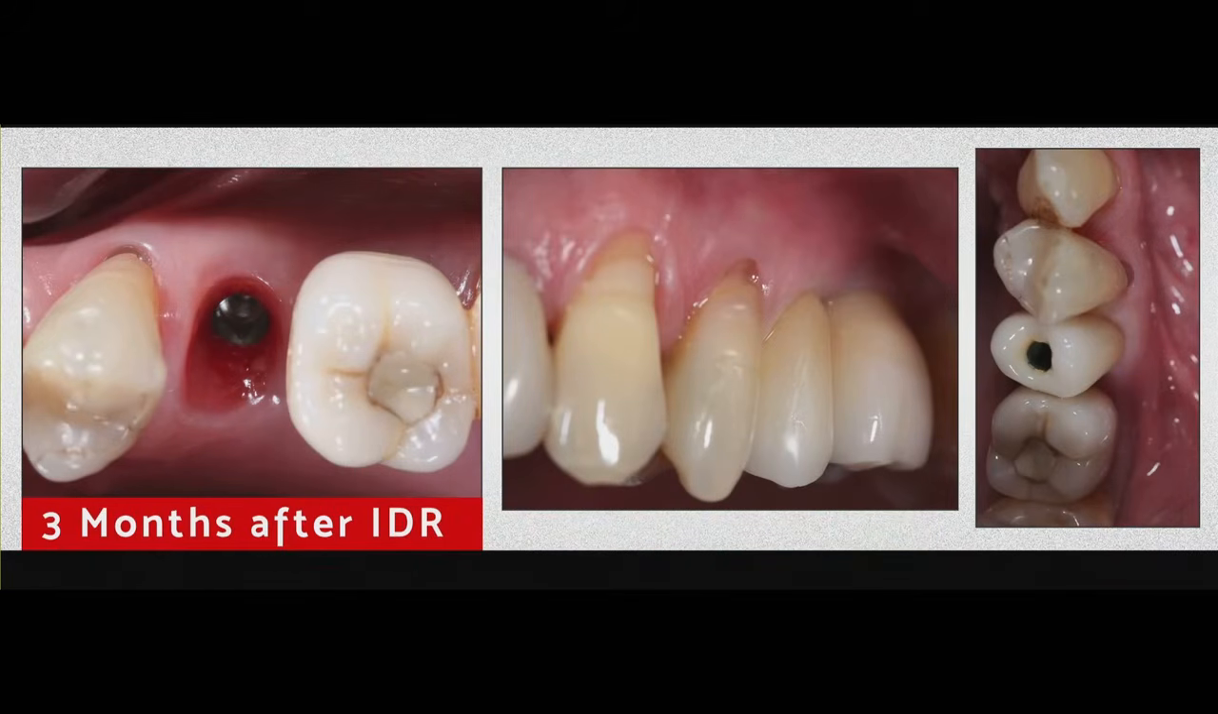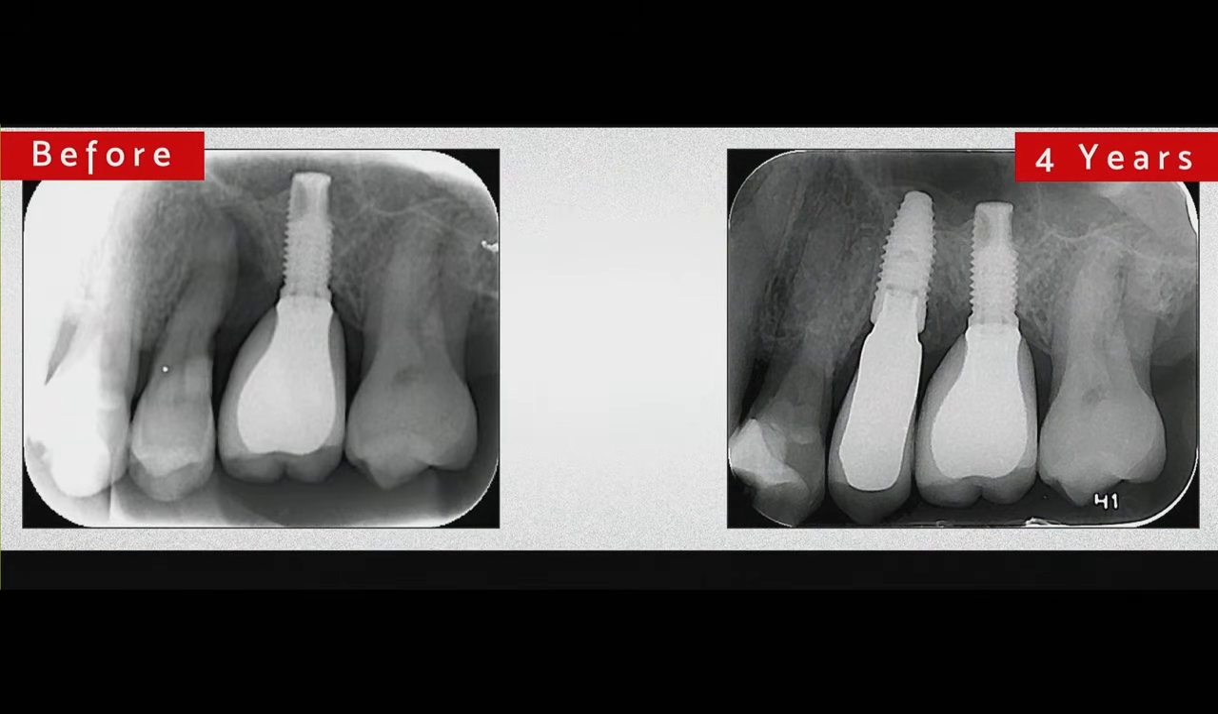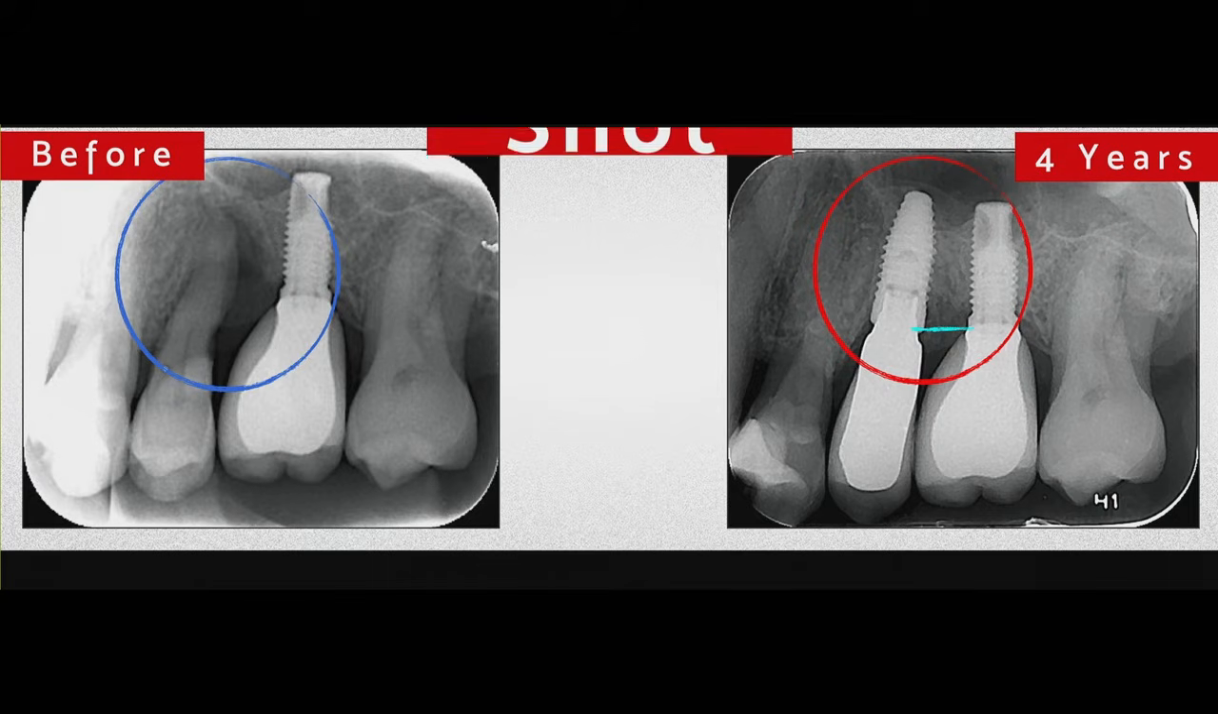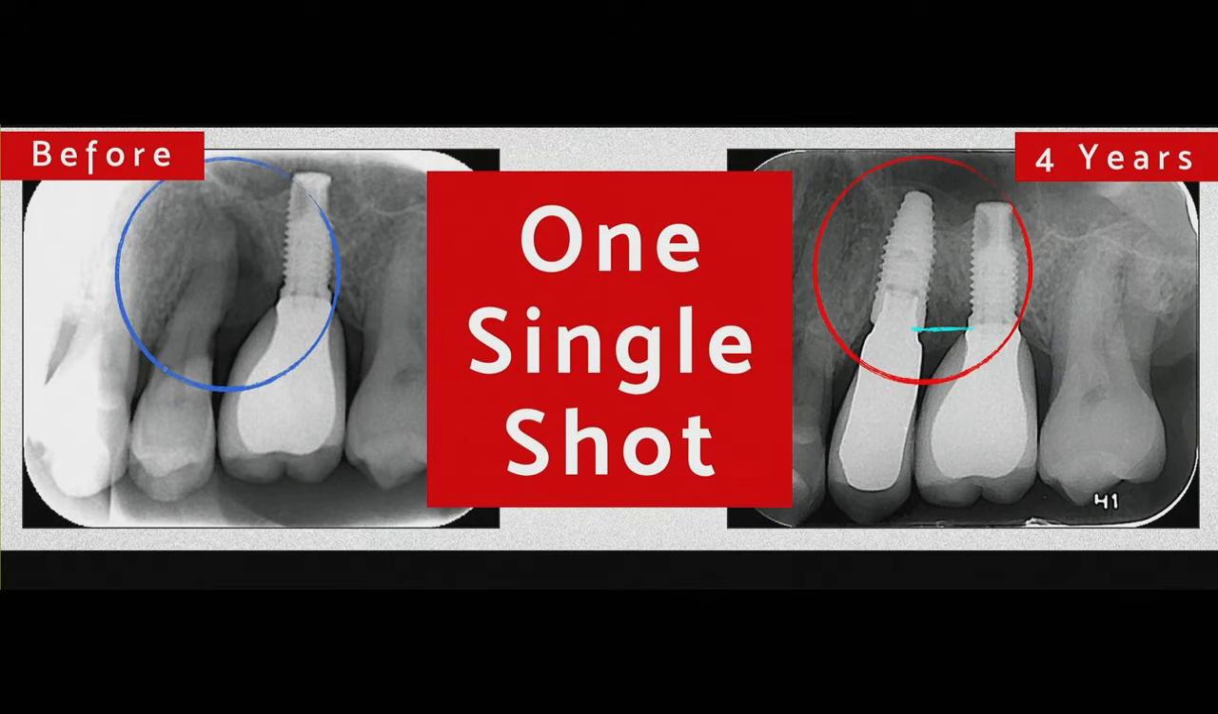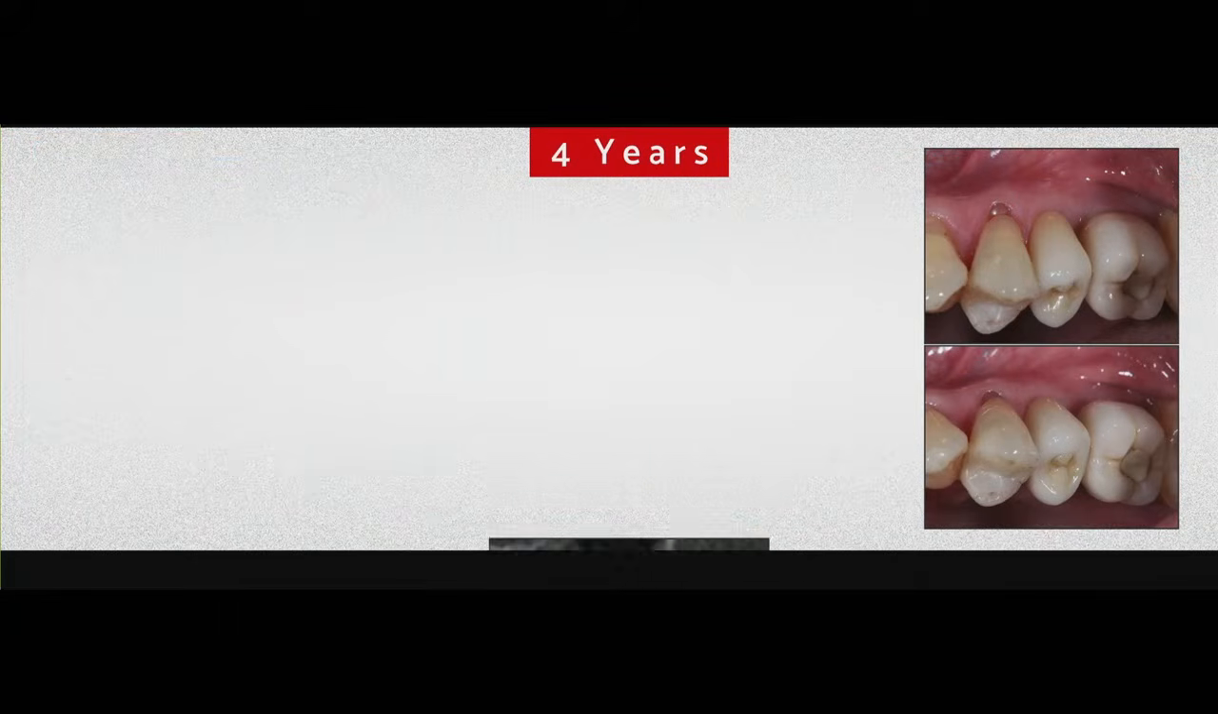3 months later, we took the impression and we made the final restoration. And pay attention to the quality of soft tissue around this implant. A very thick soft tissue. This is the X-ray. 4 years, make a comparison how everything started. You can see a huge difference. We can see bone all around this implant, completely remodeled. And we can see also the new crestal bone between these 2 implants. And everything was solved in one single shot.